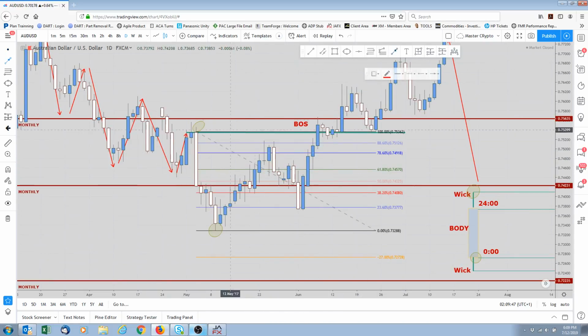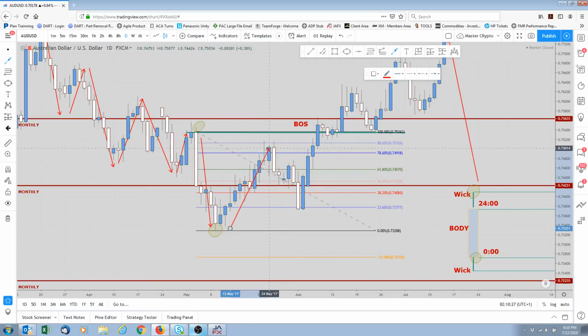So price shot down, found support there, and then retraced. Where did it retrace to? See here, it actually went past 38%, and it actually found support on it and went up to the 88% and 78% area. So this is showing a lot of bullish momentum. So I wouldn't have taken a sell trade on this one, but this is an example of break of structure.